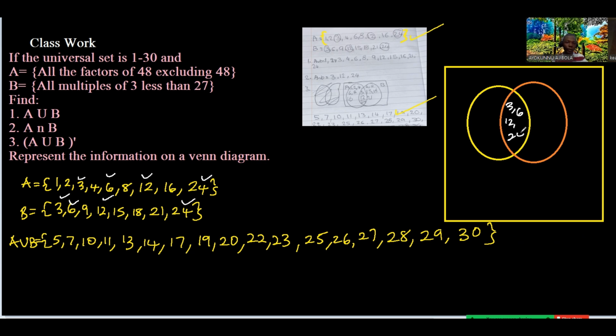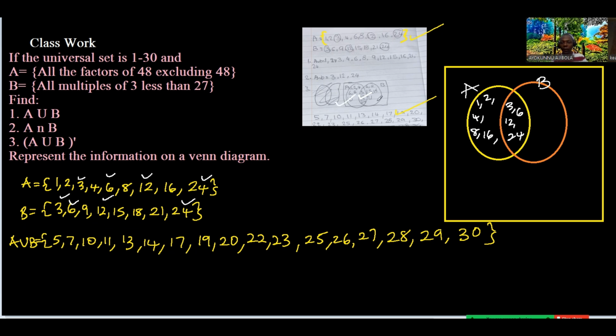So that means you're right by picking them here. Then to the left, which is A, and to the right, which is B. So in A, we have 1, 2, 3, 4, 6, 8, 12, 16, then 24 is already present there. So that means you're correct.